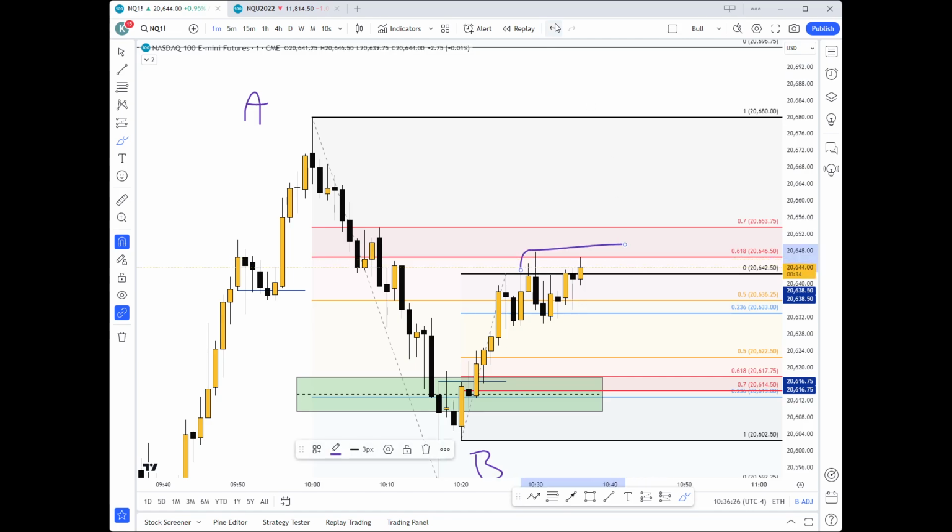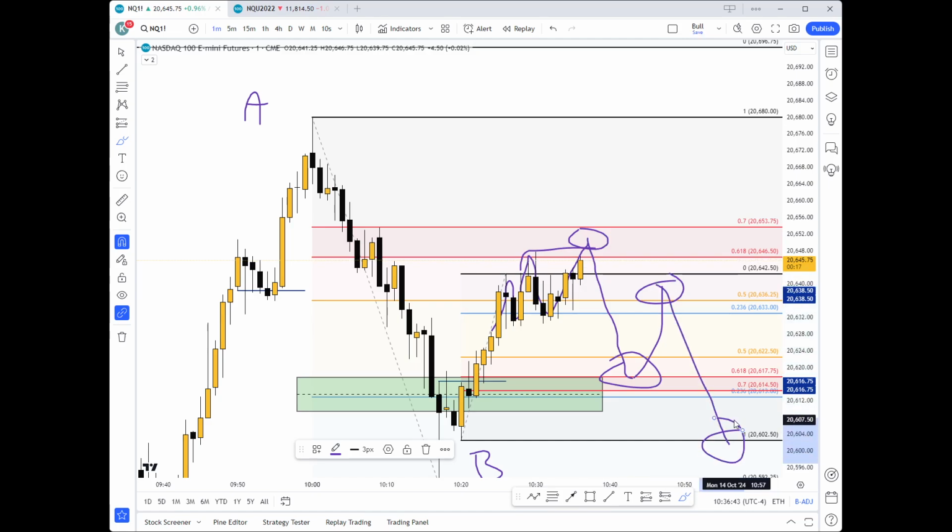So my expectation is this high. But given this PA and how we're interacting here, my expectation would be to fail above here and then trade back down. Now this might give us a scalp, which is what I'd be expecting, and then taking that low.